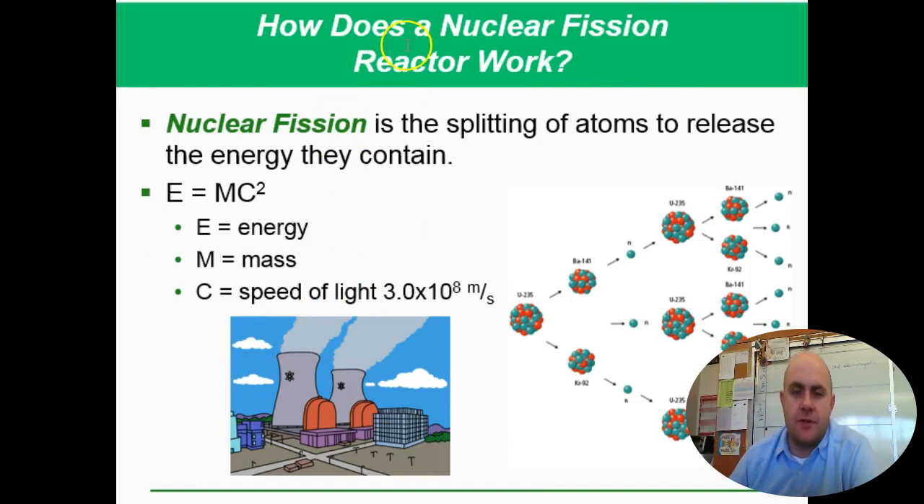So all of this involves nuclear fission. So what is nuclear fission? This is the splitting apart of atoms that releases energy. And so that old E equals mc squared by our friend Mr. Albert Einstein comes into play here. E is energy and m is mass, and c is the speed of light squared.